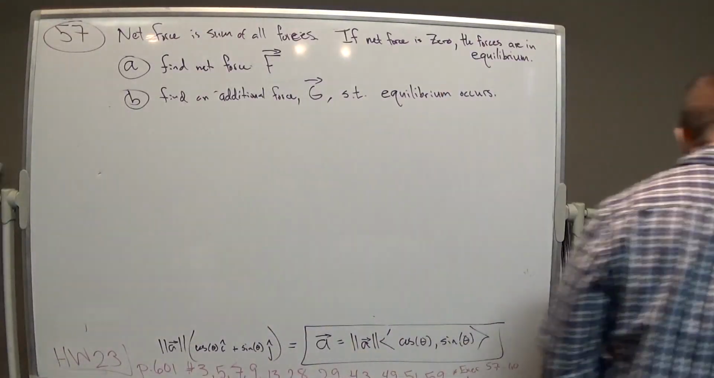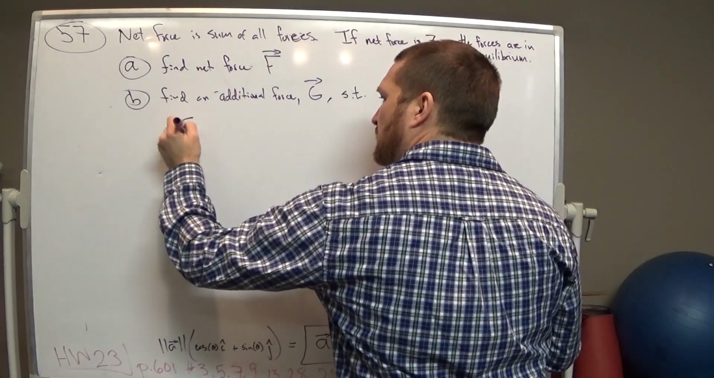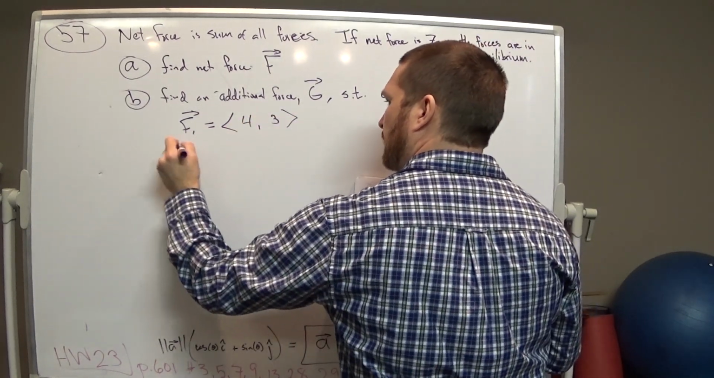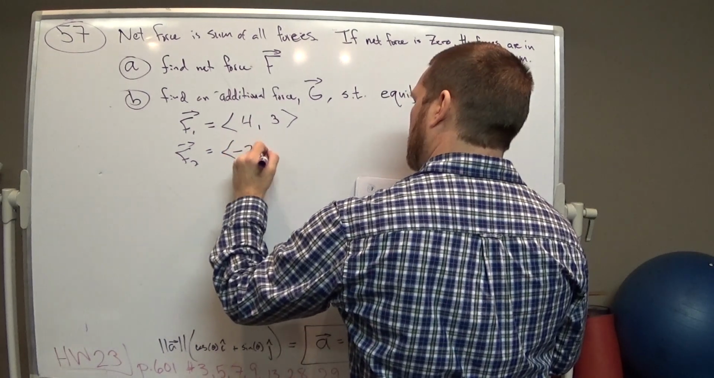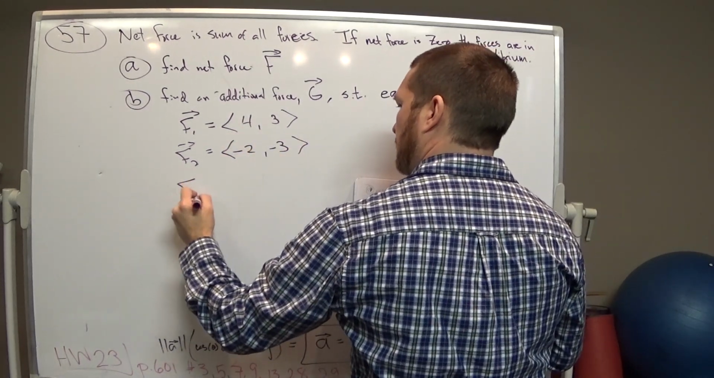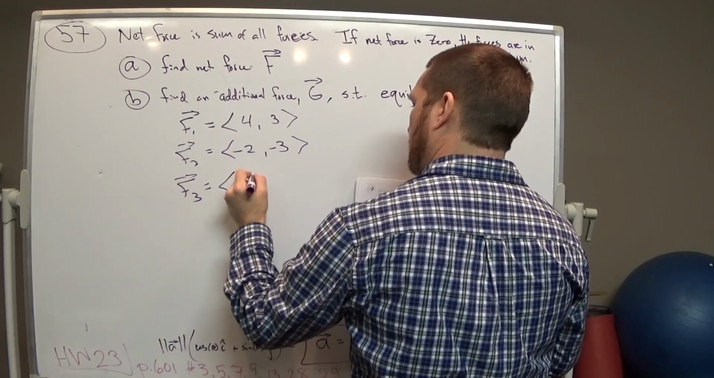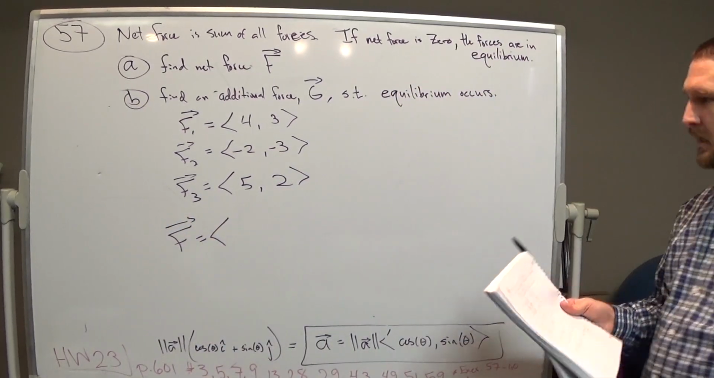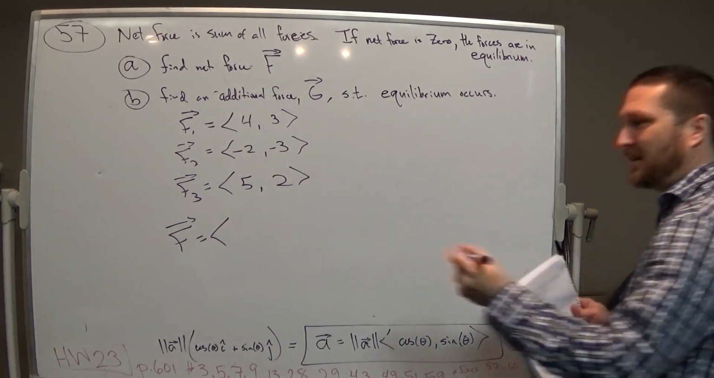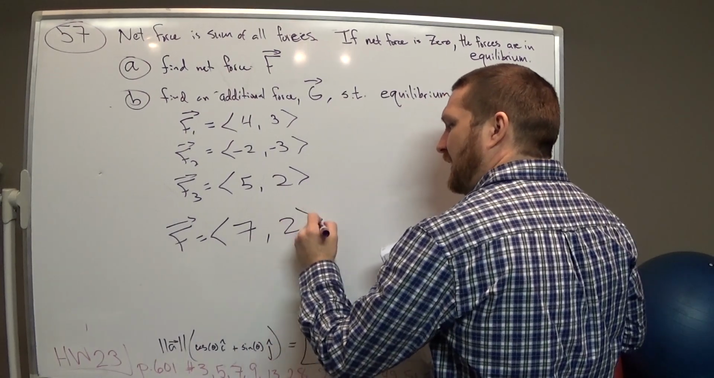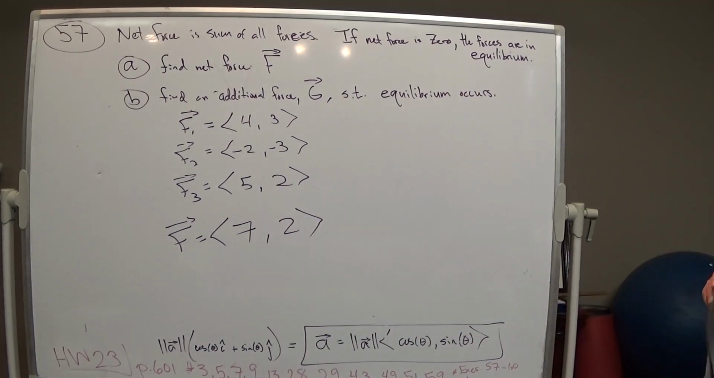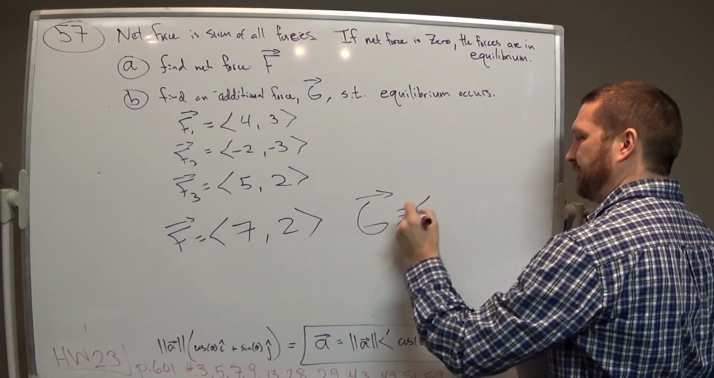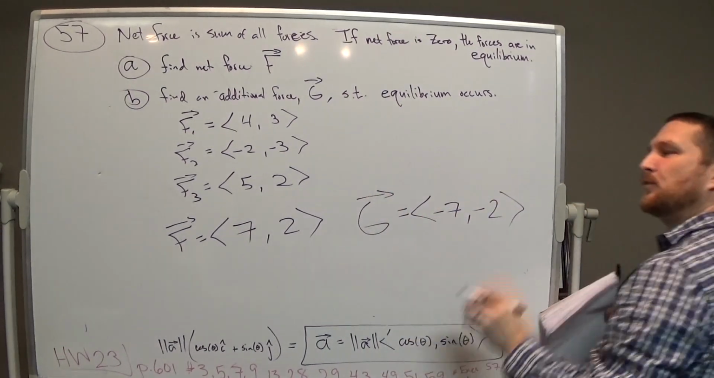Okay, so let's do this quick example here, and then I can let you guys go. What they do is they give you forces. They say F1 is equal to 4, 3. F2 is equal to -2, -3. And F3 is equal to 5, 2. So what's the net force? It's 7, 2. Now, what's an additional force that when you add it to these would give you 0, 0? -7, -2. There you go. -7, -2 would be the additional force needed to equilibrate.